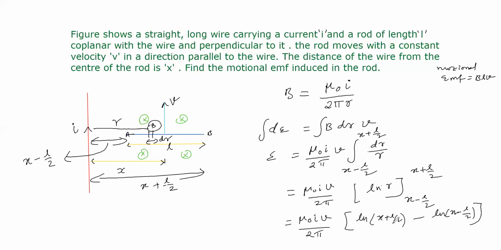Now we know the logarithm formula: log A minus log B is log A by B. This is the EMF. By simplifying, we get the EMF equal to mu naught I into V divided by 2 pi into ln of, taking 2 as the LCM, 2x plus L divided by 2x minus L. Here, what we have done is take 2 as the LCM and use the formula log A minus log B is log of A by B. These are the two formulas we have used.